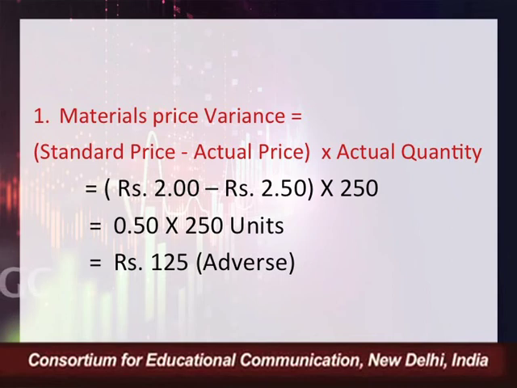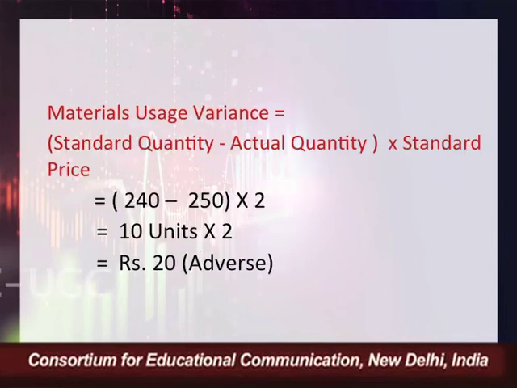So we have understood how to calculate material price variance and assign tag to it. Once it is computed, the next step is material usage variance. Now for material usage variance, the formula is standard quantity minus actual quantity multiplied with standard price. In this question, standard quantity for actual output is 240 units and actual quantity is given in the question, that is 250. So here the consumption is greater than the standard. So obviously it is going to be adverse for us. Standard price is rupees 2. 10 units into 2 is equal to rupees 20 adverse.